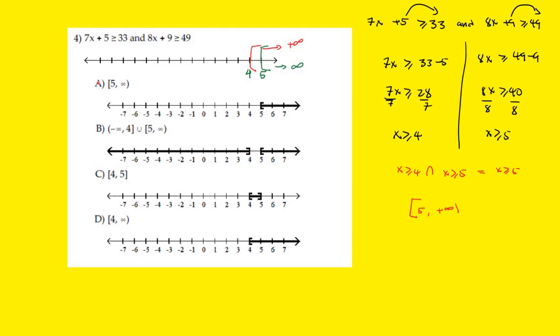So the only one that has that is B. Yeah, here we have it. Perfect. Good. I hope that helps a little bit. So let's go to the next one.